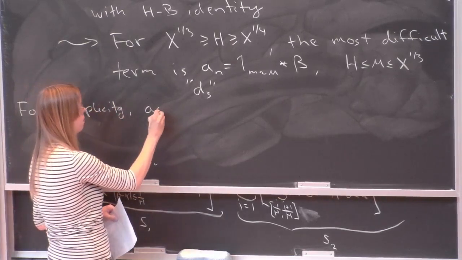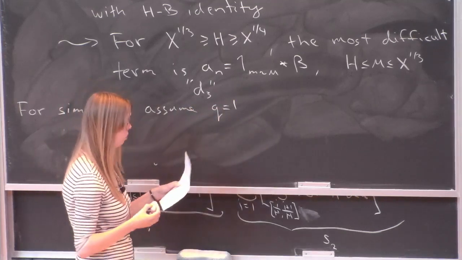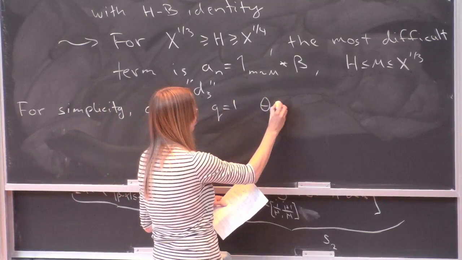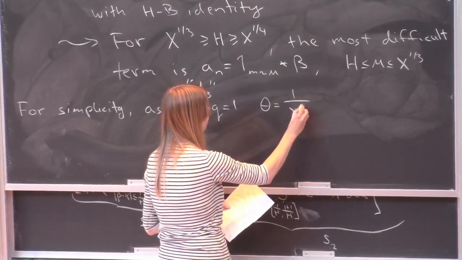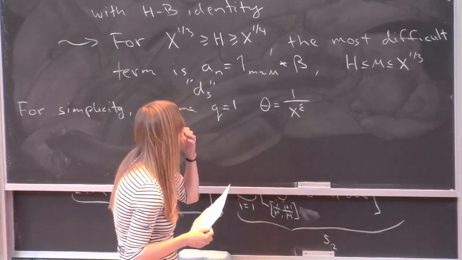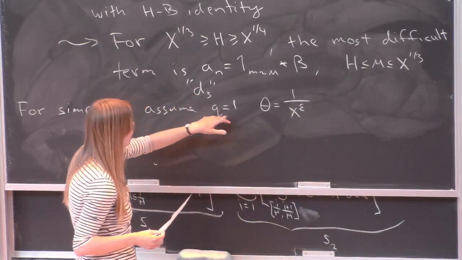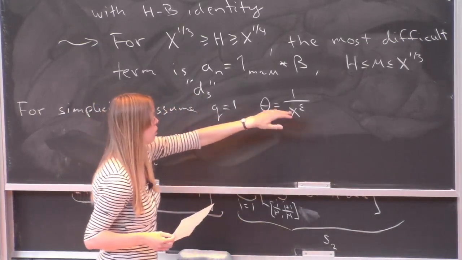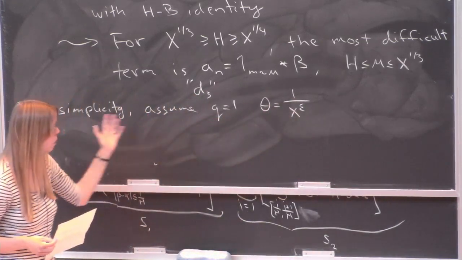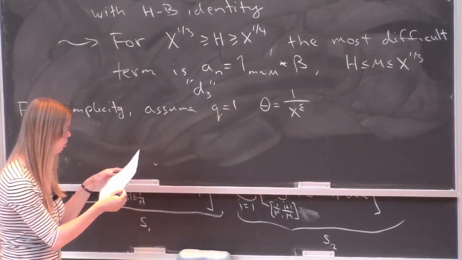So let's assume we have, say, q equal to 1 and theta equal to 1 over x to epsilon. So at the first place, we are taking our q to be up to x to epsilon, and our theta is something smaller than 1 over x to epsilon in that case. But just for simplicity, let's assume that our q is 1 and our theta is 1 over x to epsilon.